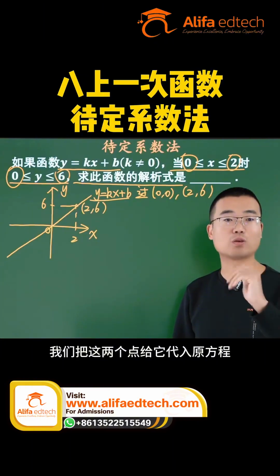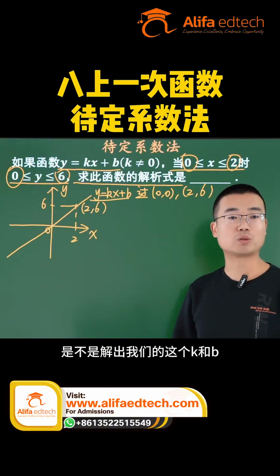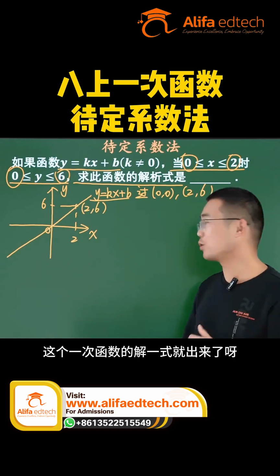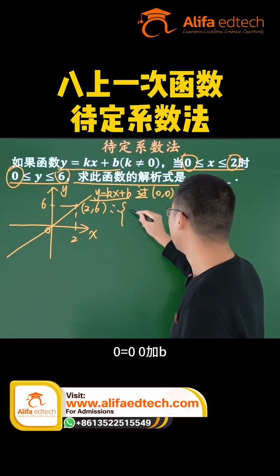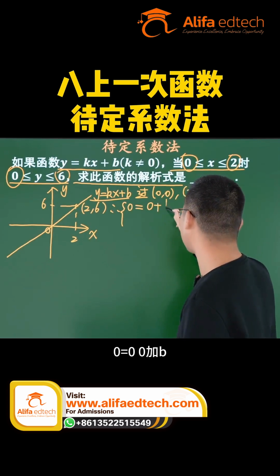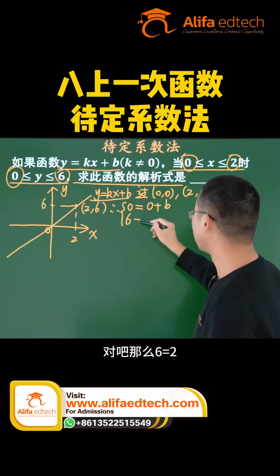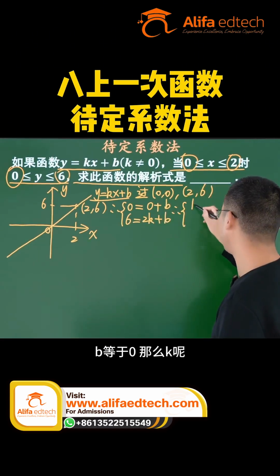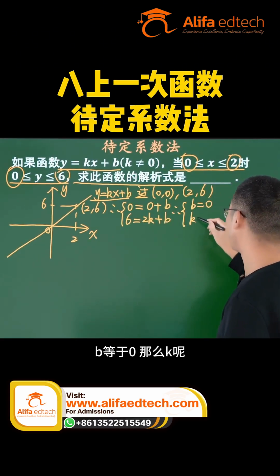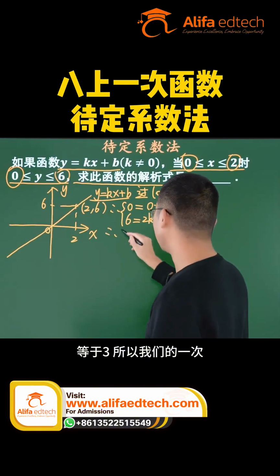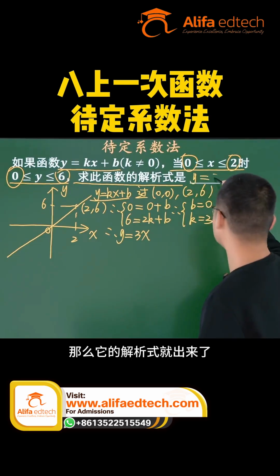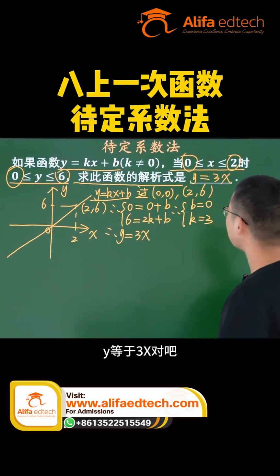So according to our coefficient substitution method, we substitute these 2 points into the original equation to solve for k and b and get the analytical expression of this linear function. So let's substitute: 0 equals 0 plus b, right? Then 6 equals 2k plus b. So we get b equals 0 and k equals 3. So our linear function is y equals 3x. Thus, its analytical expression is y equals 3x, right?